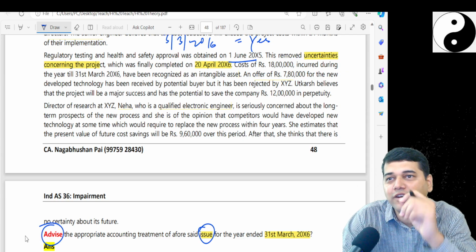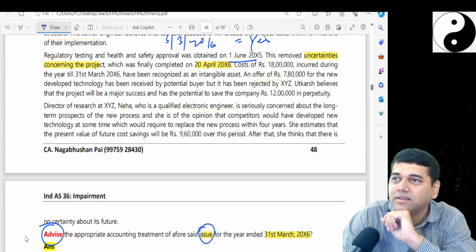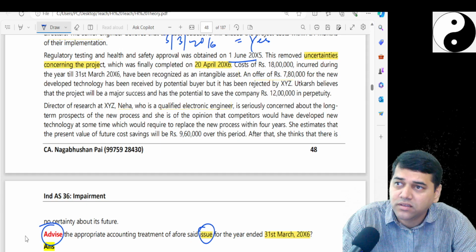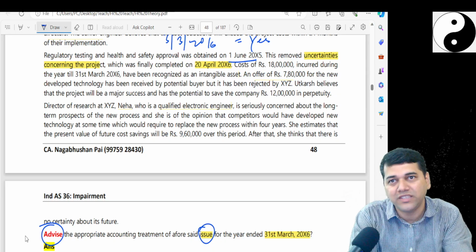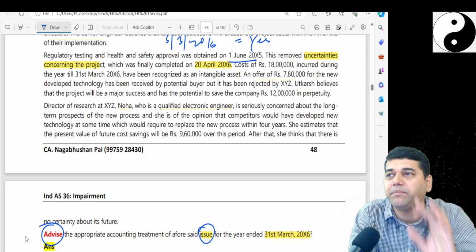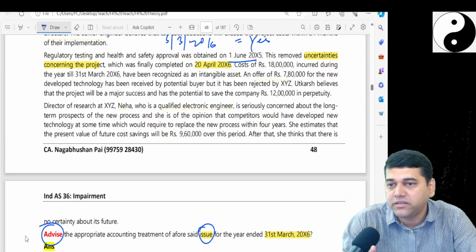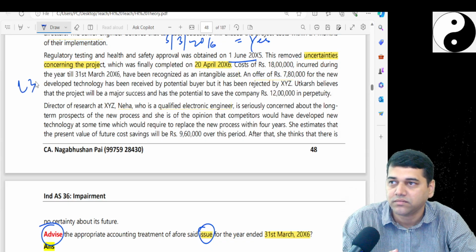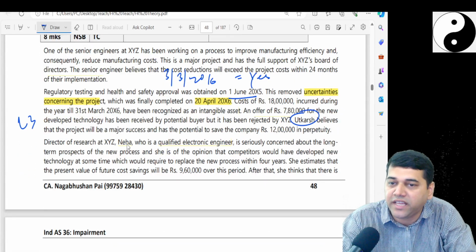Why? I need not impair, no? No hit to my P&L account. More than calculate. That's the issue, no? And calculation of value in use is one of the prime ingredients in my impairment, no? So ultimately this question will revolve around impairment. But this is an L3 question because it brings certain elements from your other chapters, other standards. But the prime issue here is an argument happening between Utkarsh and Neha.